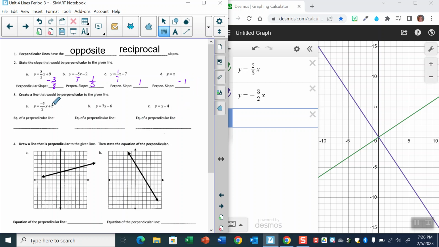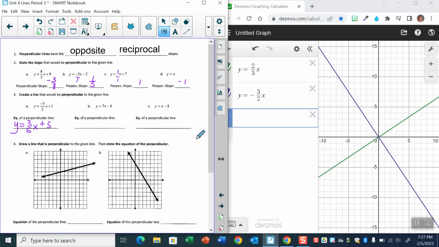Okay. So now it says create a line that would be perpendicular to the given line. So the equation is going to be y equals. I just have to do the opposite, so it's going to be positive, and I just have to flip this over and then put an x. And I could just leave it like that. My y-intercept could be 0. It doesn't matter if you want to add something here.